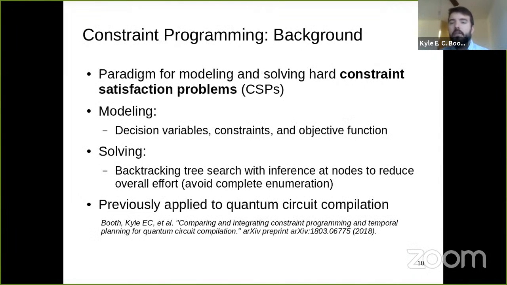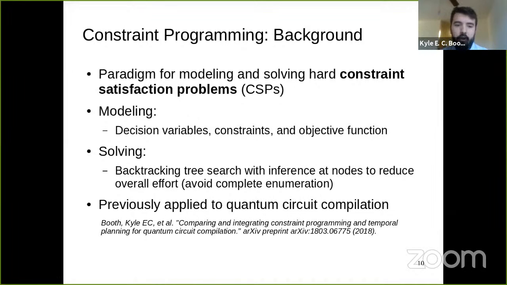To give you some background on what CP is, constraint programming, or CP, is a paradigm used for modeling and solving hard constraint satisfaction problems. The modeling is done with decision variables, constraints, and an objective function, similar to things like integer and linear programming. And then the solving is actually accomplished via backtracking tree search, where we use this notion of inference to try and avoid doing a complete enumeration of the search tree.